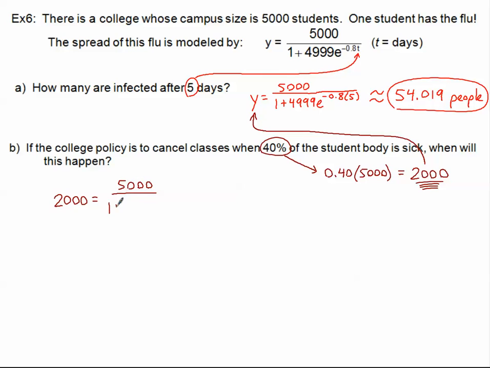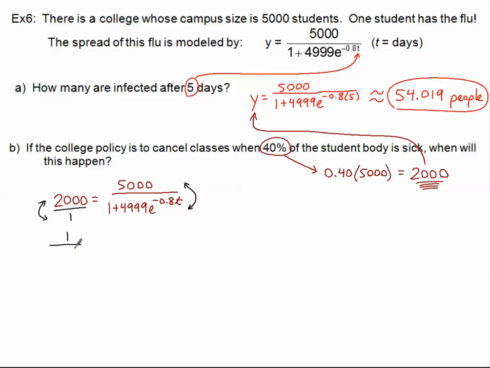5,000 divided by 1 plus 4,999 e to the negative 0.8 times t. That's my equation that I need to solve. And t will then represent how long it takes before 40% of the student body is sick. So the first thing I do, actually, since this t is in the denominator and I don't like when my variable's in the denominator, I'm actually just going to take the reciprocal of this side of the equation as long as I do the same thing to this side of the equation.